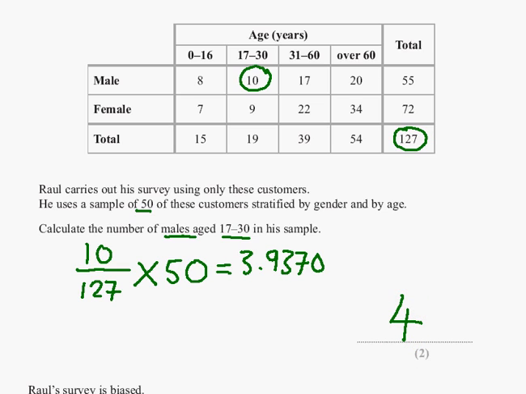So part B is worth 2 marks. The first mark is a method mark for times-ing the proportion by the 50 people. And the second mark comes from an answer of 3 or 4. Either one is absolutely fine, whether you rounded this down or up. But you can't leave it like that because you cannot get 3.937 of a person. So there's the 2 marks.